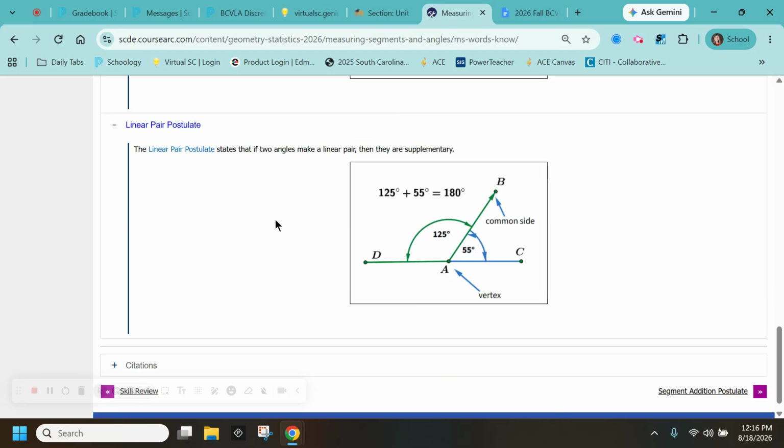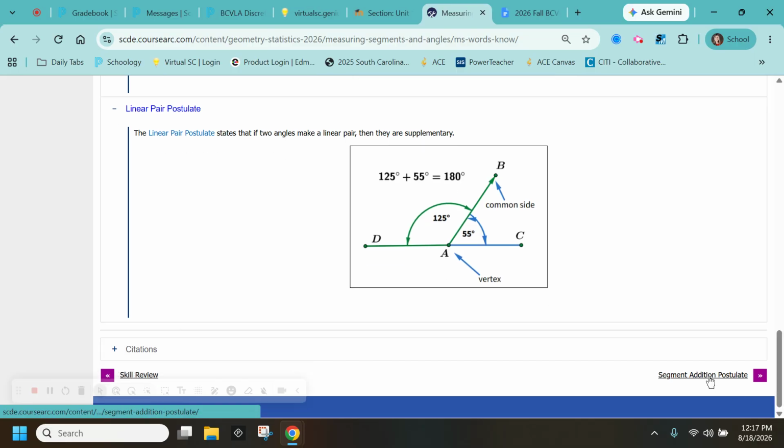Linear pair postulate states that if two angles make a linear pair, they are supplementary. That's part of our definition. So if this angle DAB is 125 and BAC is 55, together they add to 180, making them supplementary.